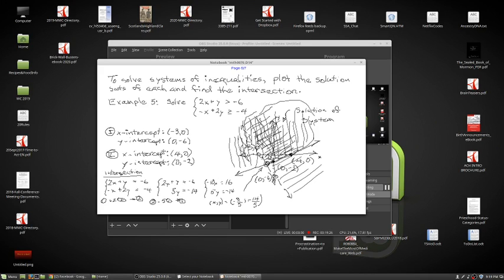So which side, below or above, do we want for our solution set? Well, again, we look at the origin. This whole side will become 0. 0 is greater than or equal to negative 4. So we want everything above.